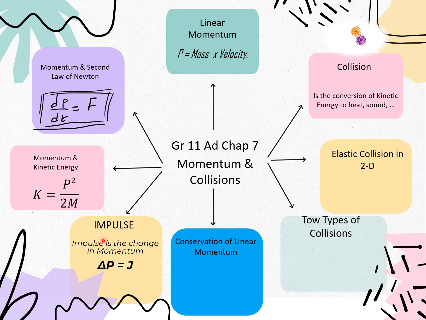Impulse, by definition, is the change in momentum. So that's why we can write that J is equal to delta P. So we can write also that F equals delta P over delta t. And as we know, delta P is J, so we can say that force is equal to J over delta t.